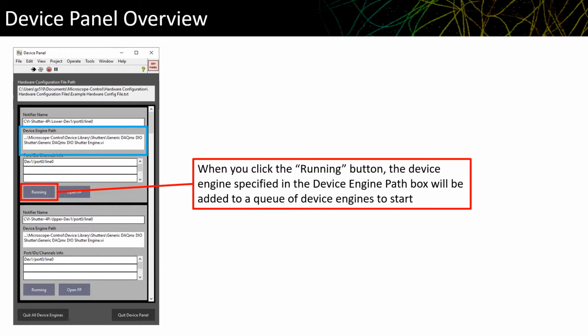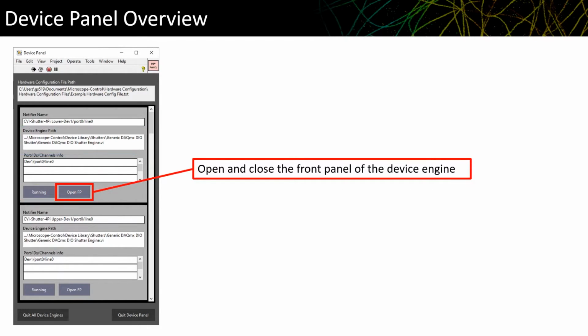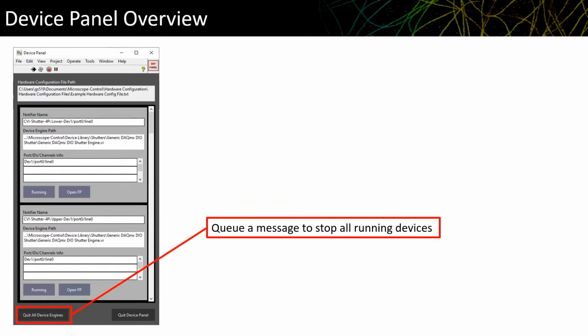When the device engine is running, this button will appear green. The second button is used to open or close the front panel of the device engine. Remember, all the device engines are running with their front panels not visible, but you can use this button to make their front panel visible if you want to troubleshoot something or check a parameter. Finally, there are two buttons at the bottom of the device panel. The one that I've boxed here is used to send a quit command to all the device engines if you want to stop all of them.